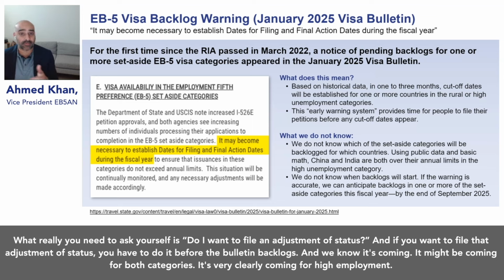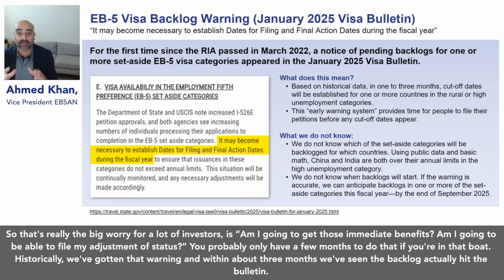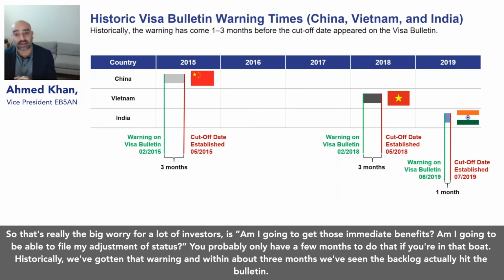And we know it's coming. It might be coming for both categories. It's very clearly coming for high unemployment. For rural, it might only be a few months, or it may not happen at all. It depends on how the Department of State sees those numbers playing out. But if that category changes from C on the visa bulletin, which stands for current, to a date, and you're filing after that date, you're not going to be able to file an adjustment of status. So that's the big worry for a lot of investors: am I going to get those immediate benefits? Am I going to be able to file my adjustment of status?